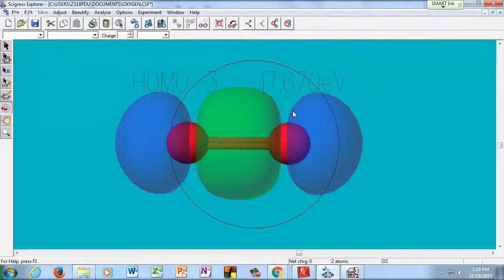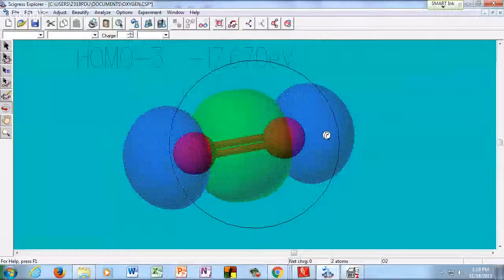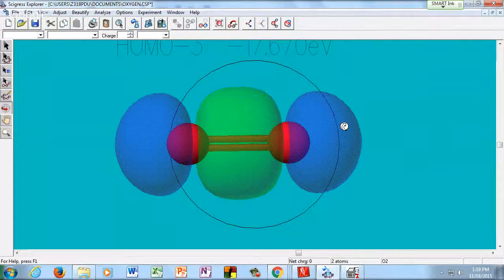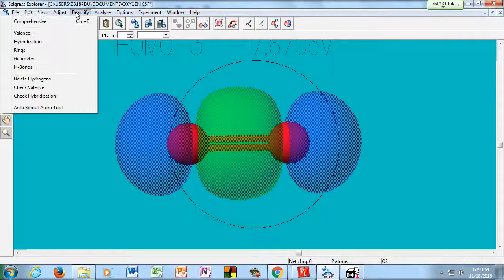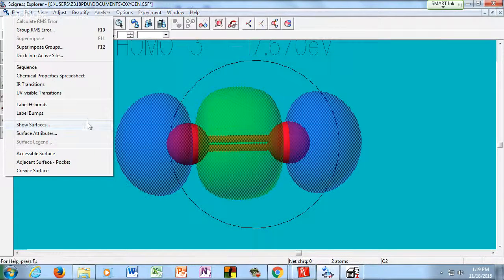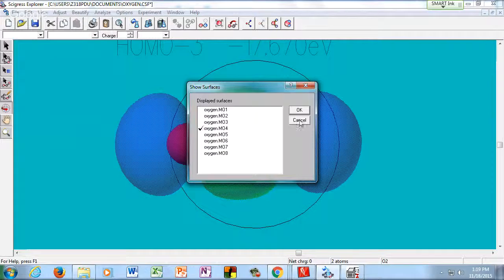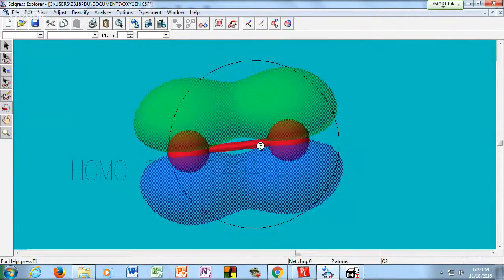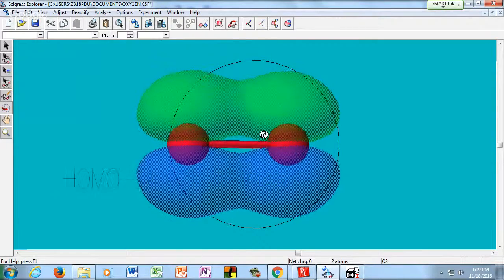So let's see if that's what it looks like. All right, so it does. You've got the two lobes, and the two phases are given by blue and green here. So there's the phase out here and out here, and then it's a bonding orbital because they're mixing in the middle in that bond. So that's that second bond. We could do the same thing. There's our pi bonding orbital.